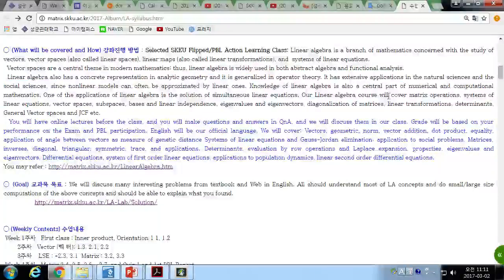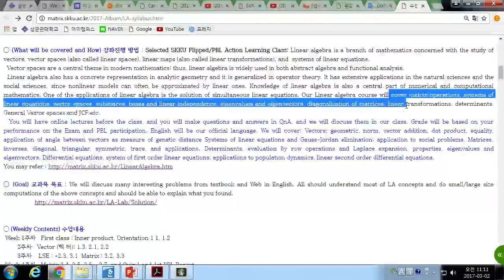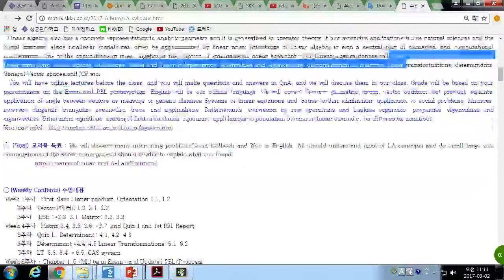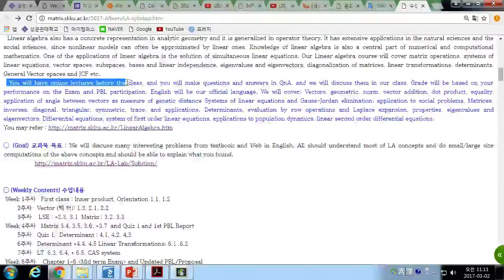concepts from chapter 1 to 10 that include linear system equations and vector space, subspace, basis, linear independence, eigenvalues and eigenvectors, and matrix diagonalization, linear transformation, and determinant, and the general vector spaces. You will have online lectures before the class, and you will make questions and answers in Q&A of iCampus. Then we will clear up all of your questions in our class.